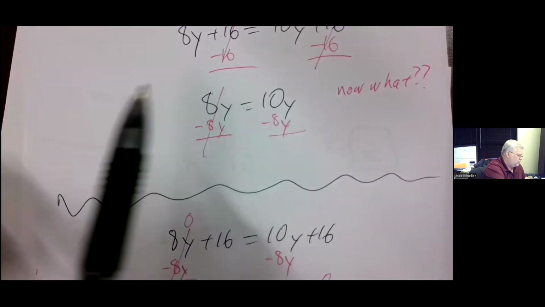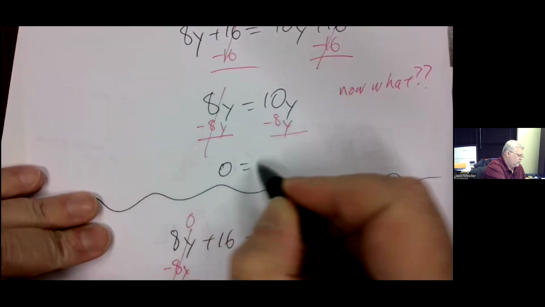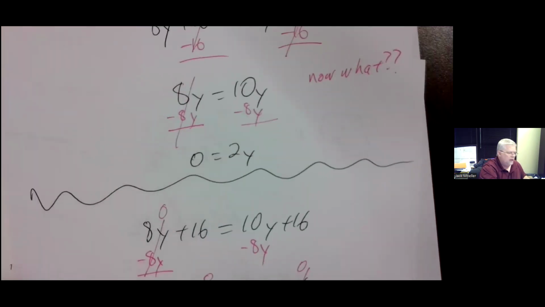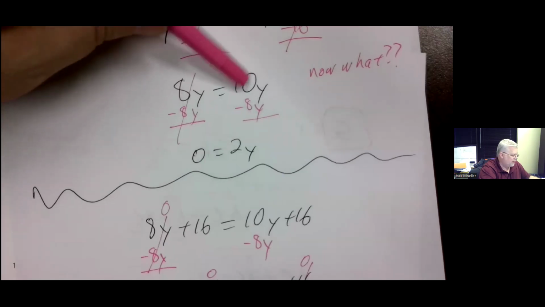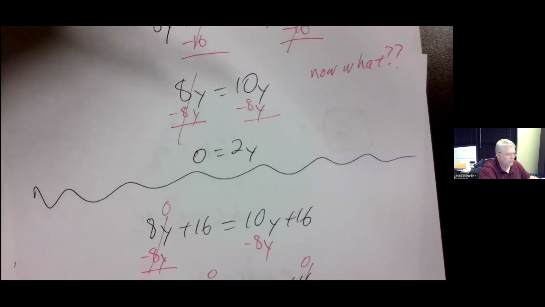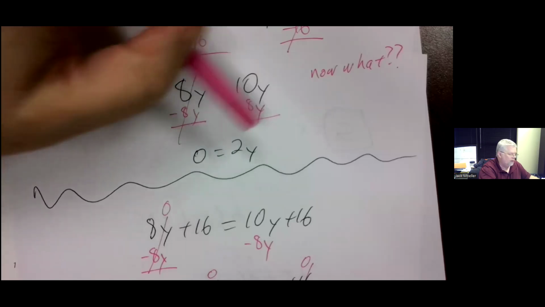So that goes to 0. Get 0 equals 2y. So we're right back to where we were before. It's just at this point, I see people doing all sorts of weird stuff like dividing by 8 or dividing by 10. That puts a 1 in front of the y's. It doesn't move the y's over. Or they try to divide by y.